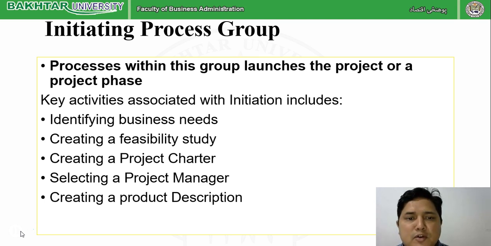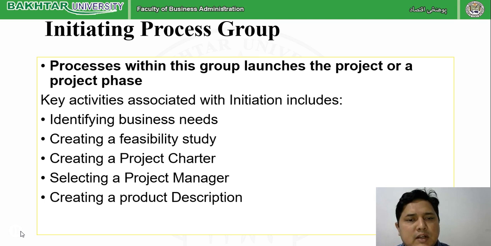Suppose I want to start a new business. It is a project for me until the business has been started. If I want to start a new product in an existing business, it is a project for me until the product becomes a part of the system. Also, if I want to upgrade a product, the process of complete upgrading is a project until it becomes the new or changed product and becomes part of a system or a business. So the first thing is identifying the business need.